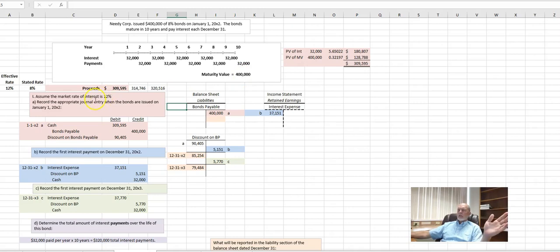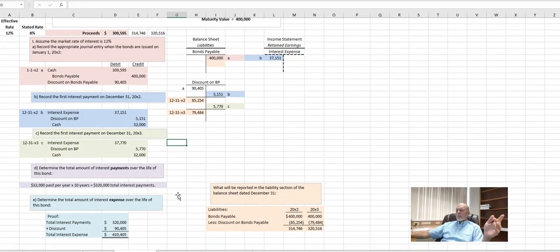Another way to look at it is the carrying value is equal to the remaining present value. You might want to test that out, but the carrying value is the present value of the remaining future cash flows discounted at that original effective rate. Okay, let's look at a couple of questions here.